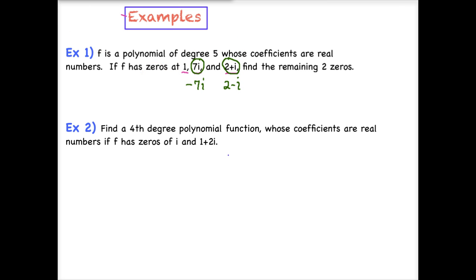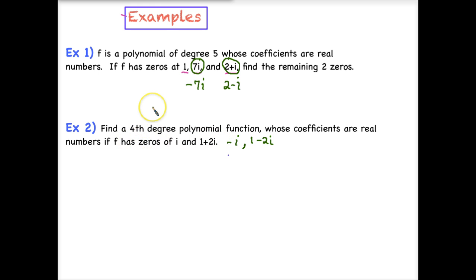For example 2, we need to find a 4th degree polynomial if it has zeros of i and 1 plus 2i. Well, we know it needs to have 4 zeros, so the first thing we need to do is, like what we did in example 1, find the other zeros. Well, we know we're going to need a -i as the conjugate of i, and we know we're going to need a 1 minus 2i as the conjugate of 1 plus 2i.